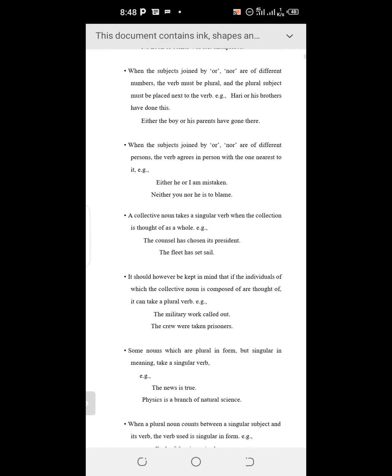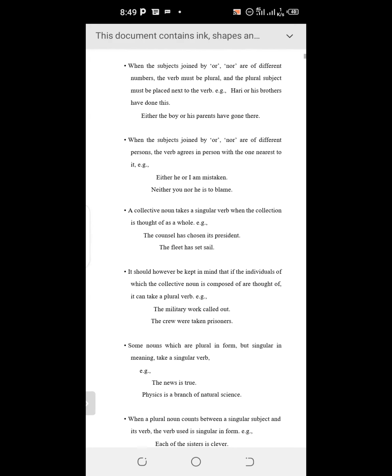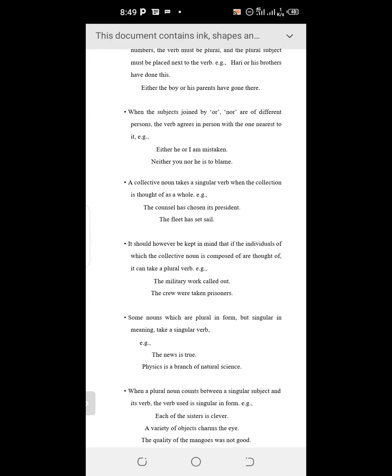Next rule, when the subjects joined by or, nor are of different persons, the verb agrees in person with the one nearest to it. Now, this is another very important rule. This is only for or, nor. This is only for or and nor. So when the subjects are different with or, nor, in this case, what will you do? You will have to use the verb according to the second subject.